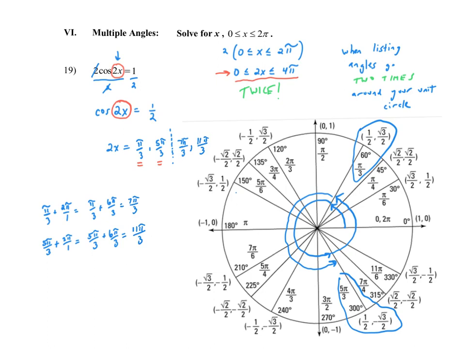Now remember, we're trying to solve for x, so in the end, divide all the angles by 2. That's the same thing as multiplying all the angles by 1/2. So our solution is x equals pi over 6, 5 pi over 6, 7 pi over 6, and 11 pi over 6. Notice that all of our solutions are indeed between 0 and 2 pi.